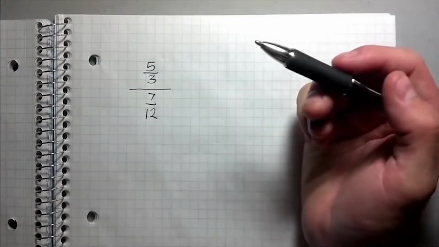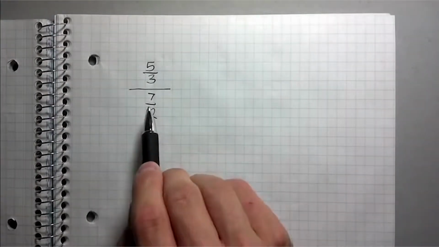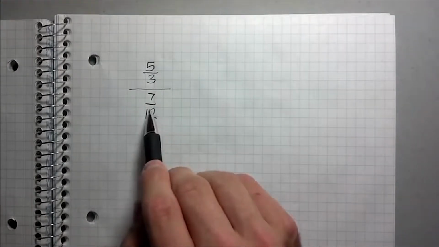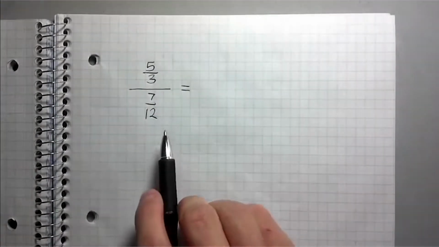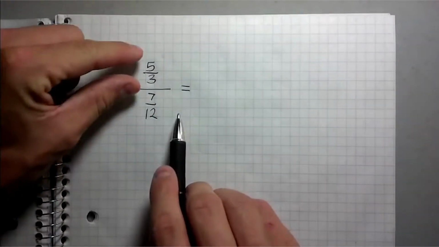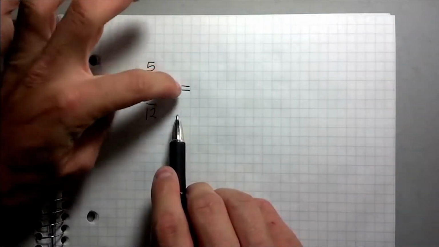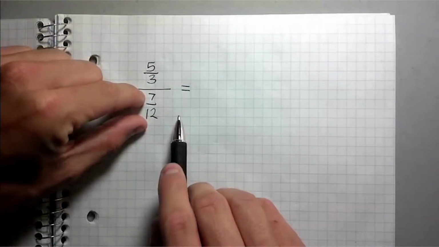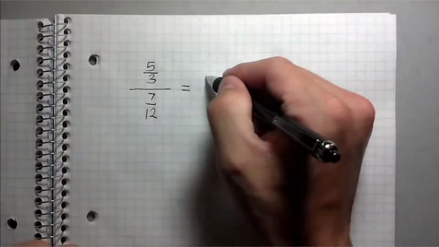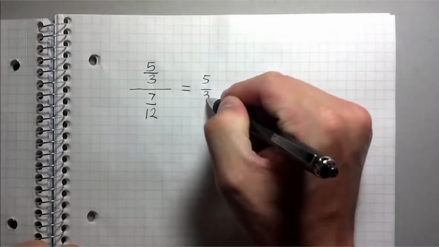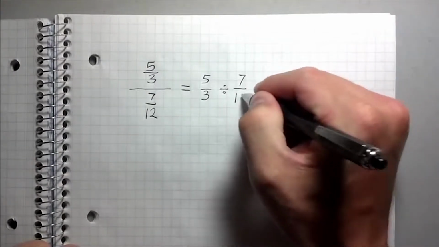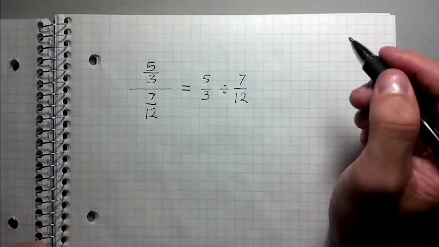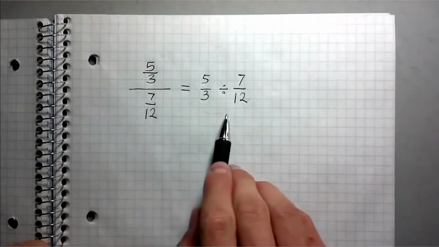But the best way to go about this is to simply rewrite this in a different form that looks a lot more familiar. So the essential thing to recognize is that the only thing that's going on here is you're really just going 5/3 divided by 7/12. So you could rewrite this problem as 5/3 divided by 7/12. Now, notice, this is a little more familiar looking, right?